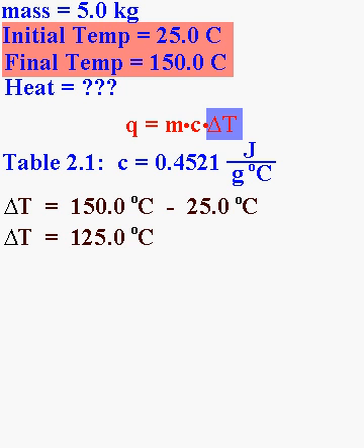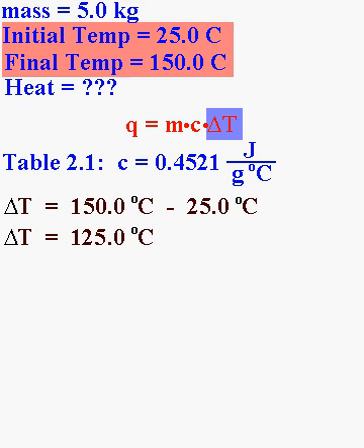Now make sure you understand the significant figures here. Since we're subtracting these two numbers, we use the rule for addition and subtraction. In that rule, we look at decimal place, and we report our answer to the same decimal place as the least precise number in the problem. Both of these numbers go out to the tenths place, so our answer can go out to the tenths place as well. That's why our answer is 125.0 degrees Celsius.